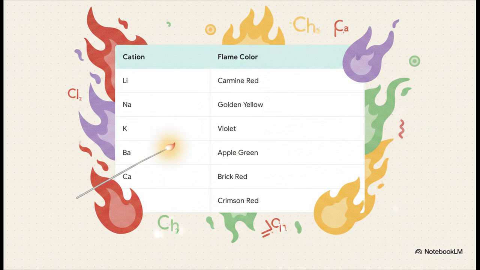We take a tiny bit of the salt on a platinum wire, hold it in the non-luminous part of a Bunsen flame, and watch. If it flashes a brilliant carmine red, we know lithium is in the house. A golden yellow flame is the absolute, unmistakable signature of sodium. Apple green? That's barium. It's a beautiful way to lock in the identity of those positive ions.